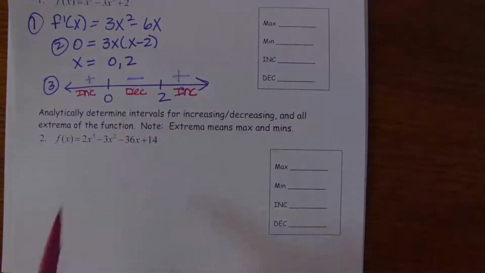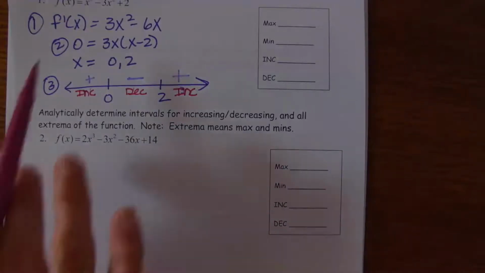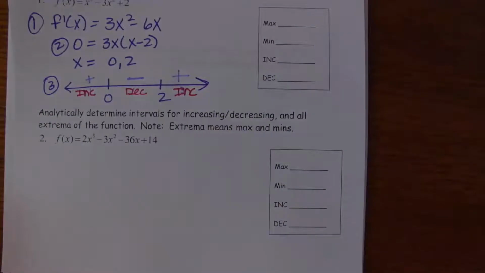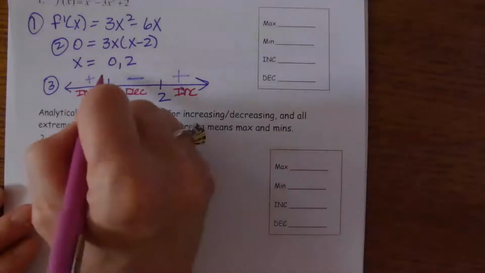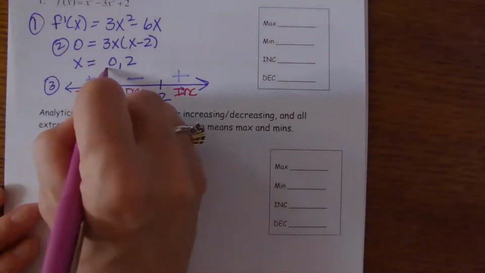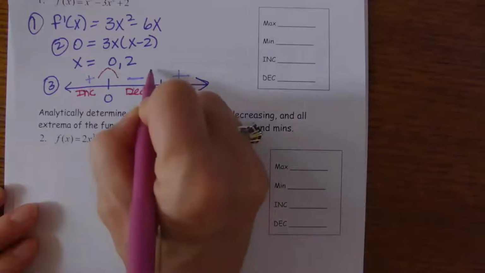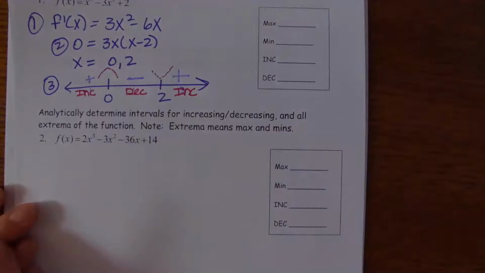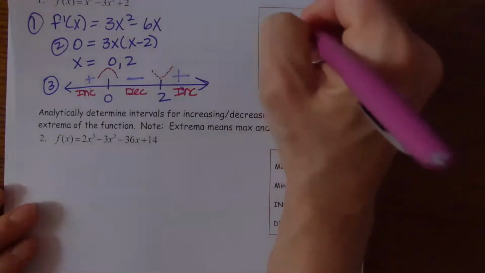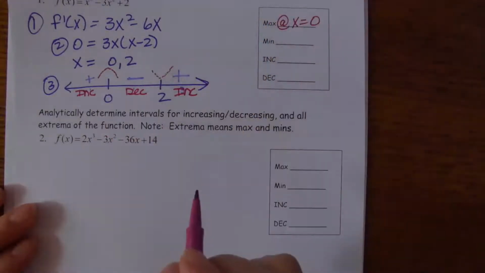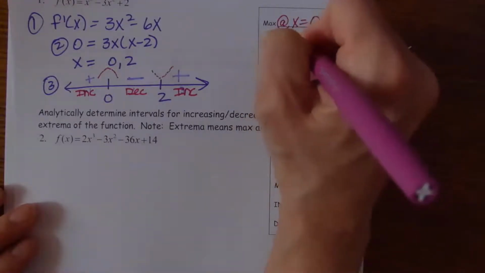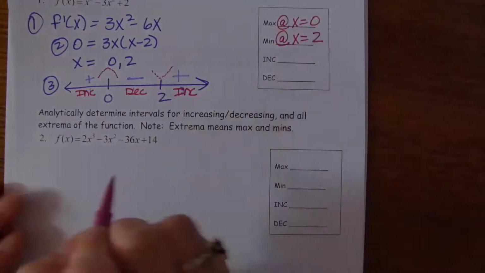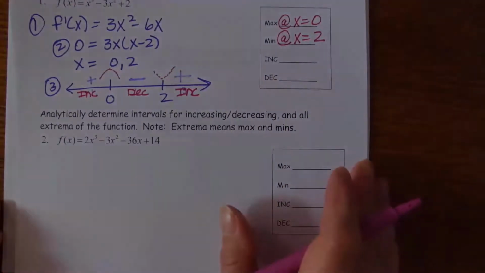Now, really important, when I write the word increasing down, am I talking about the derivative or the original function? That's the original function. The original function is increasing, and I always like to say increasing to decreasing. This one is decreasing to increasing. So what do we have at 0? A maximum. And where do we have a minimum? At 2.